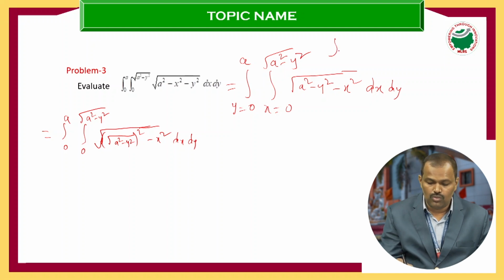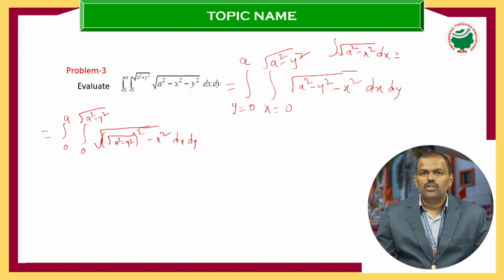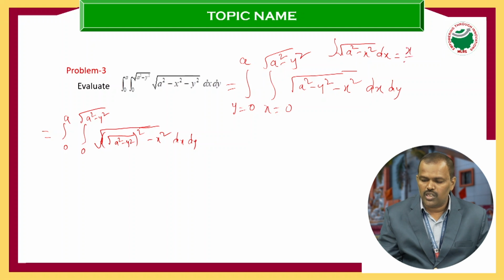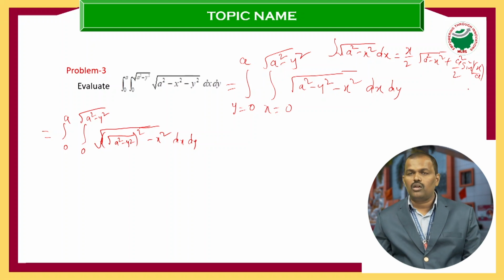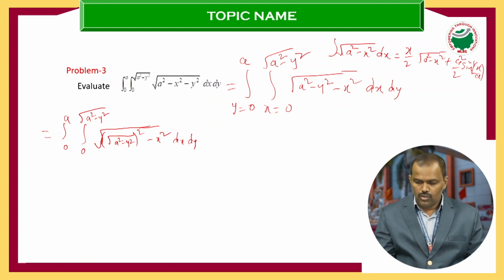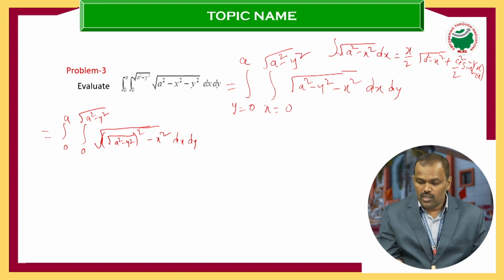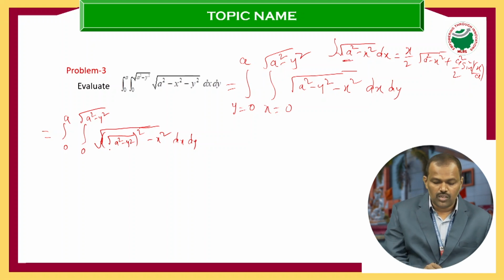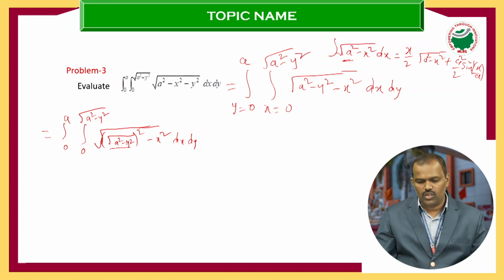That formula is integral of square root of a square minus x square dx is equal to x by 2 into square root of a square minus x square plus a square by 2 into sine inverse x by a. That is the formula we have to apply now. So here, in place of a, what is there? Square root of a square minus y square.